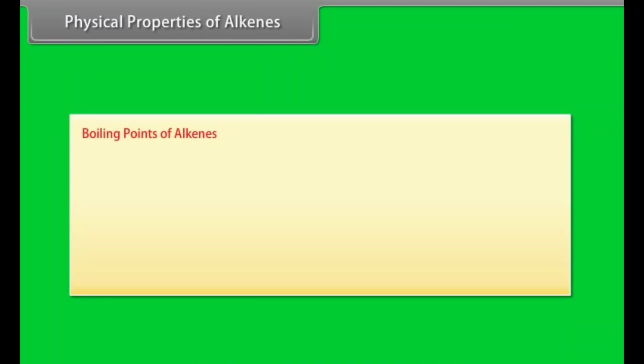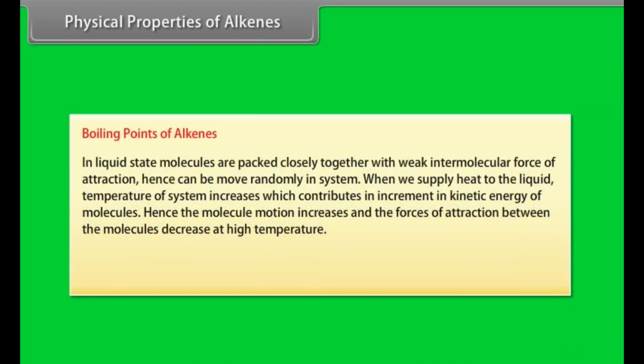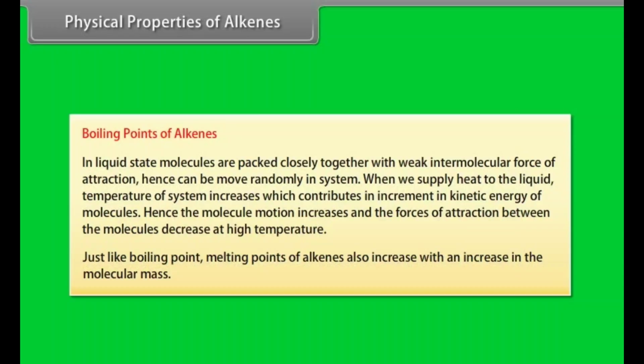Boiling points of alkenes. In the liquid state, molecules are packed closely together with weak intermolecular forces of attraction, hence they can move randomly in the system. When we supply heat to the liquid, the temperature of the system increases, which increases the kinetic energy of the molecules. Hence, the molecular motion increases and the forces of attraction between the molecules decrease at high temperature. Just like boiling point, melting points of alkenes also increase with an increase in the molecular mass.